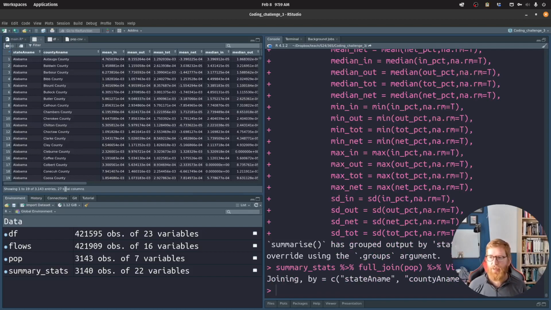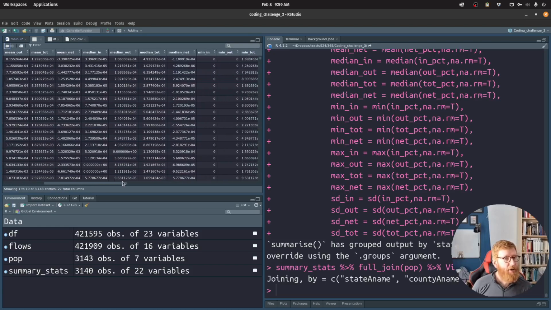And if we like it, then we will add that back in. So we've got state name, county name. We've got all these values we've calculated.